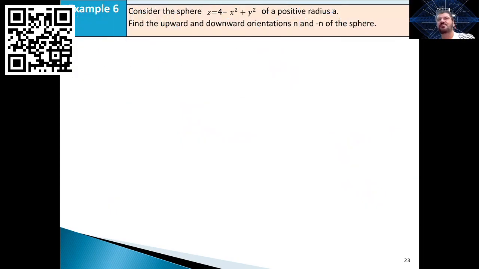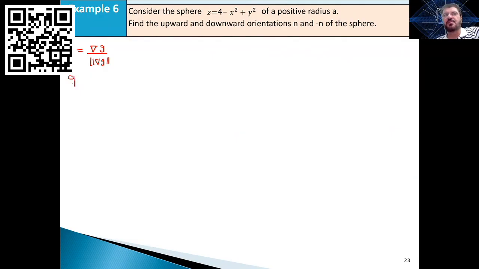Here's an example. Consider this surface. It looks like a sphere, but let's not say that yet. Suppose this is the equation with a positive radius a. Find the upward and downward orientation of n and minus n. Okay, now we have n is what? It's the gradient of g over the magnitude of the gradient of g.